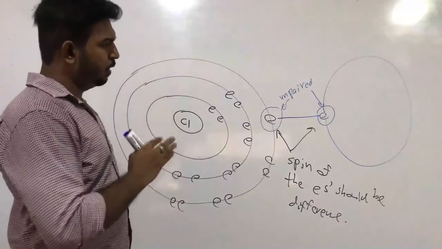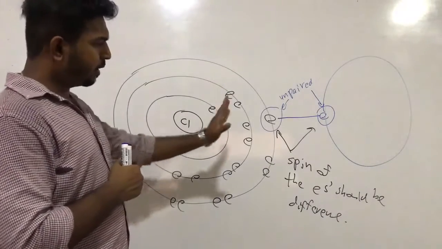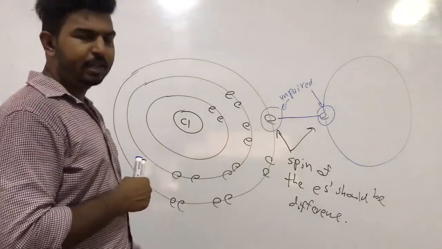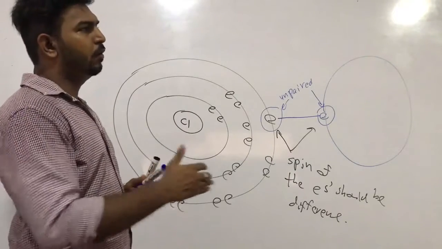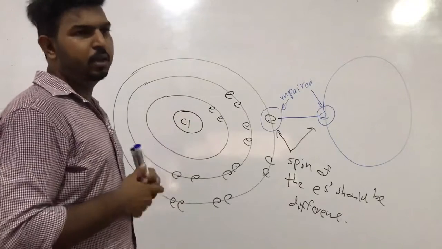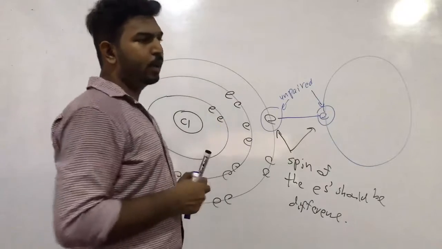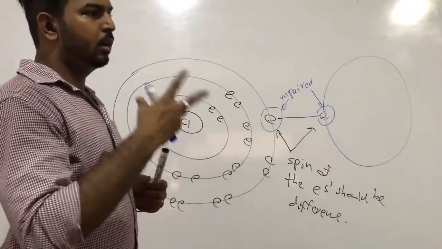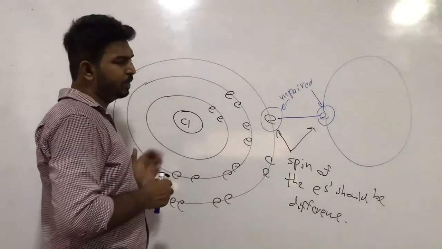So, when we consider these bonds, after these electrons get bonded, we call these molecules chemically stable. After getting bonded, normally molecules will be stable.